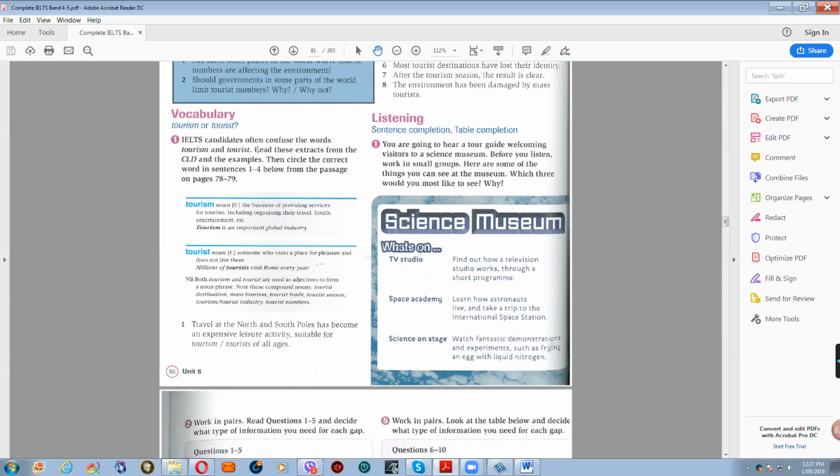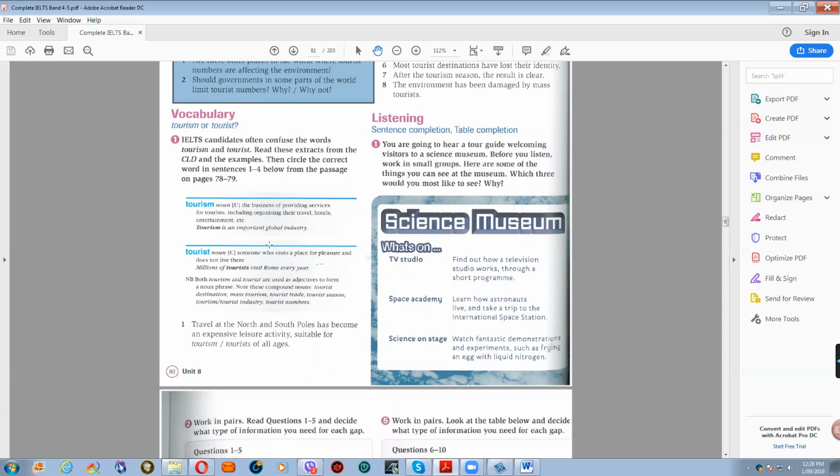IELTS candidates often use the words tourism and tourist. Tourism is the business, yes? Okay. A tourist is a person who goes on a tour, or goes looking around. A personal tour, not an organised one, yes? Oh, sometimes I get it wrong too. Okay. This is your thing, what you're getting into, yes? Okay.